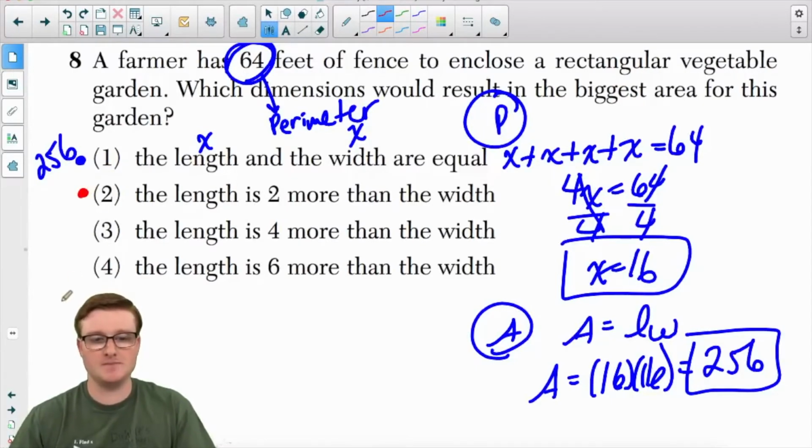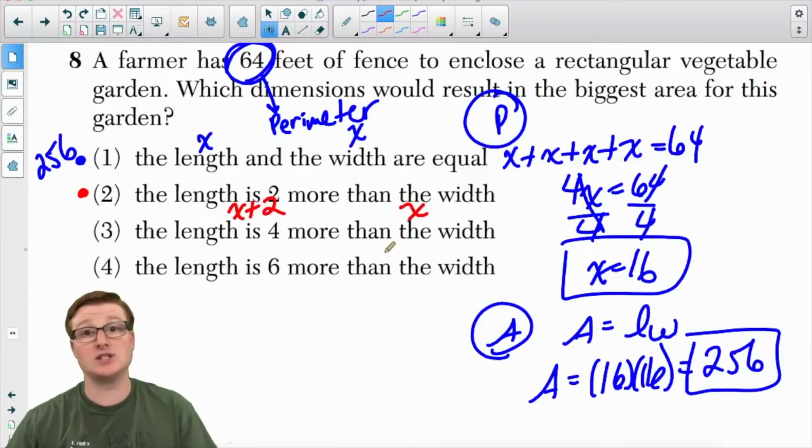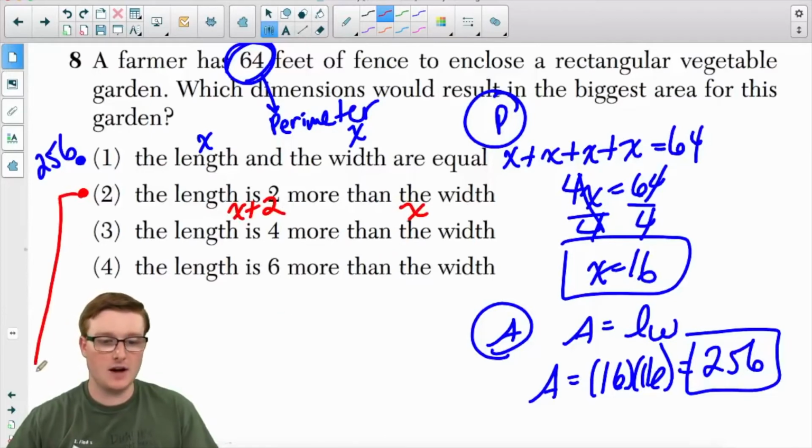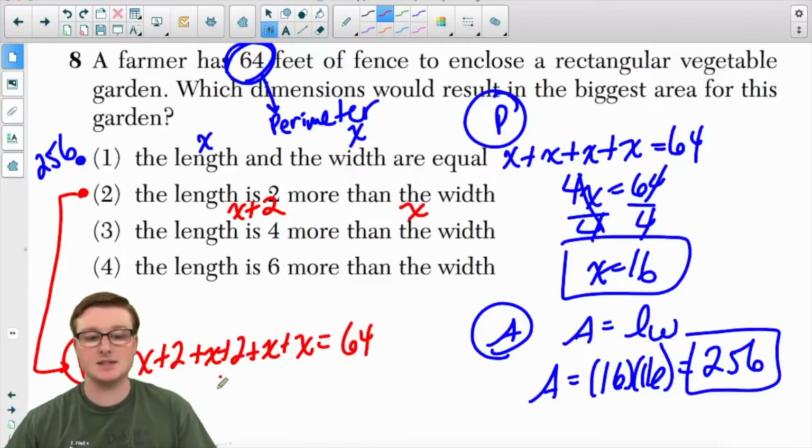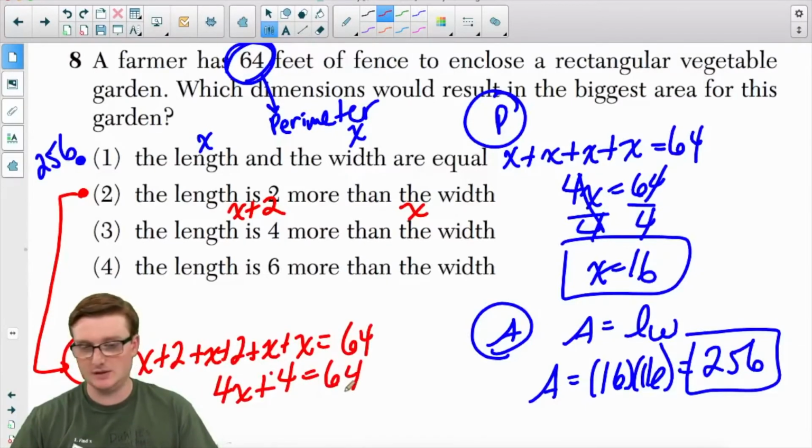Let's try number 2. The length is 2 more than the width. So therefore, your length is x plus 2 and your width is just x. So let's try to find the perimeter. Well, the perimeter is x plus 2 plus x plus 2 plus x plus x is equal to 64 feet of fencing. X plus x plus x plus x, that's 4x, plus 2 plus 2, which is 4, is equal to 64.